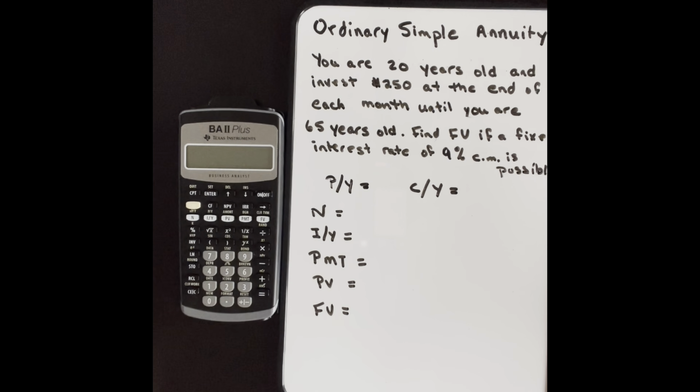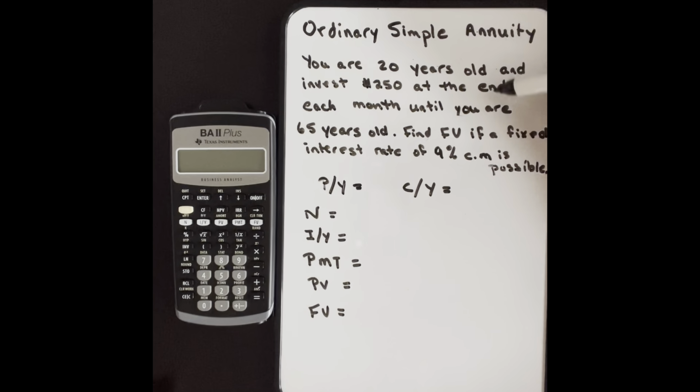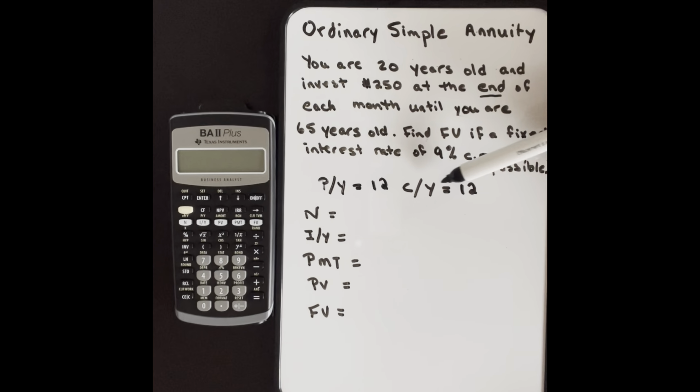Our first example says you are 20 years old and invest $250 at the end of each month until you are 65 years old. Find the future value if a fixed interest rate of 9% compounded monthly is possible. We know that this is an ordinary simple annuity, first of all, because it's regular payments, equal payments at regular intervals. Then we know it's an ordinary annuity because we're making payments at the end of the interval, at the end of each month. We know it's a simple annuity because our payments are made at the end of each month, which means there's 12 payments in a year. And our interest is compounded monthly, so our number of compound periods per year is also 12. The number of payments per year is 12, and the number of compound periods per year is 12.